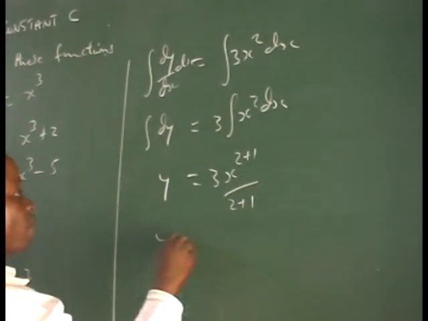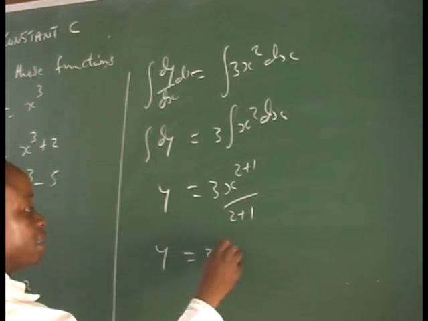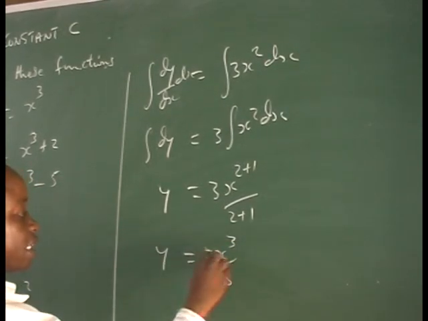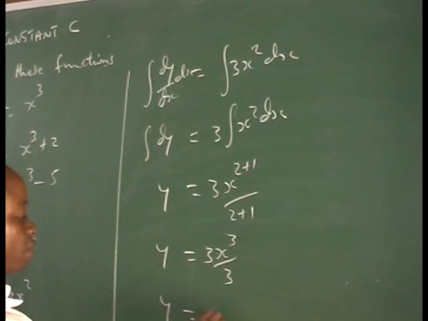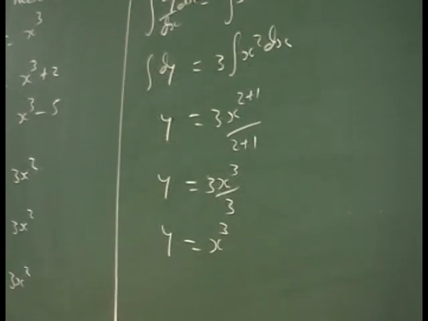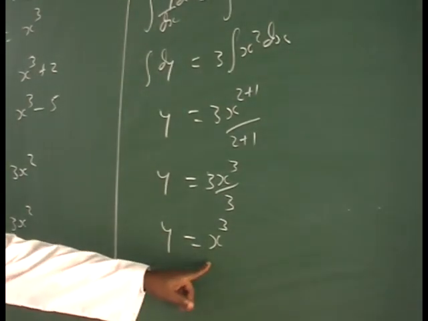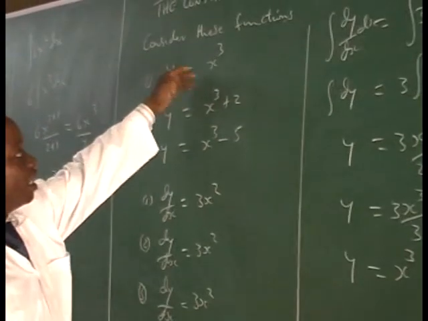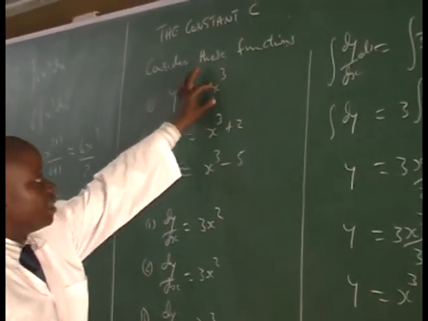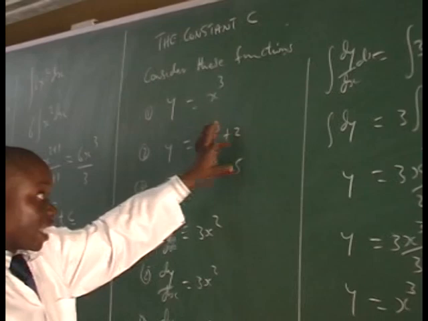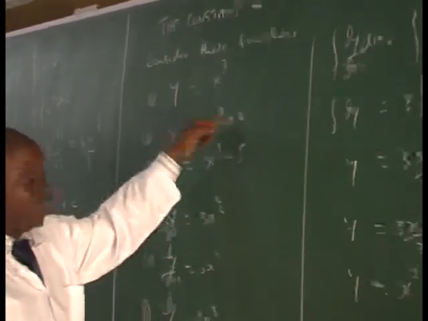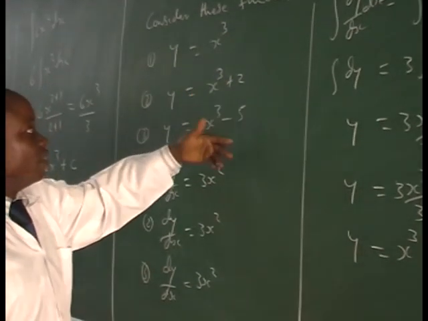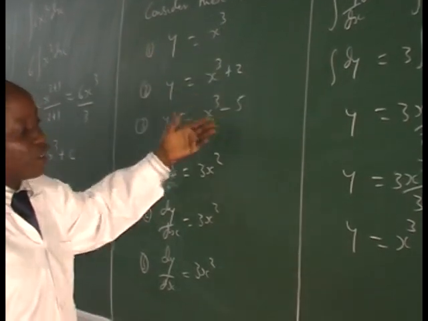Then y will be 3x cubed all over 3. This can cancel this, so I have y is equal to x cubed. Now, with this y equals x cubed, you see that I have got back the original function, but I can't get the constant here.